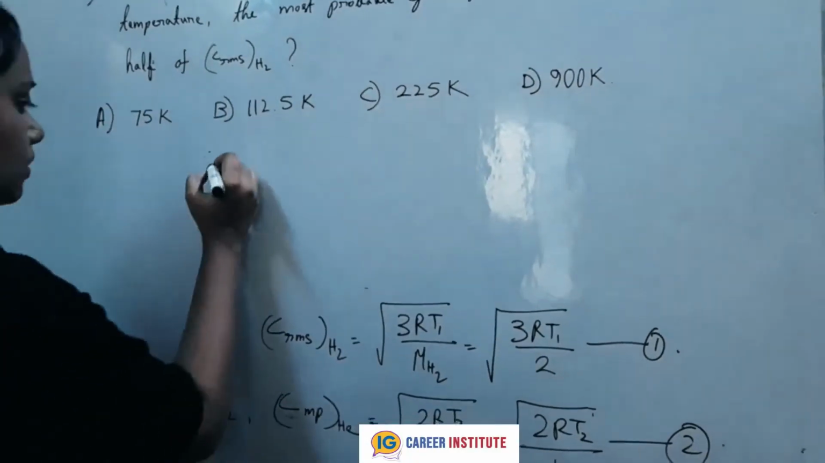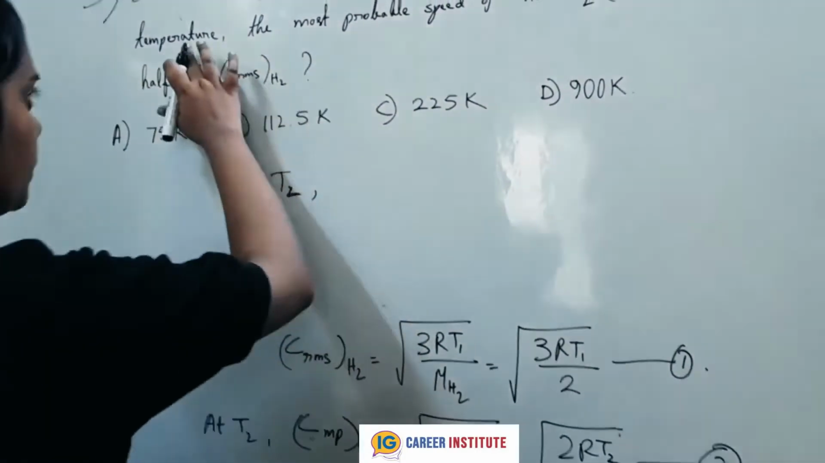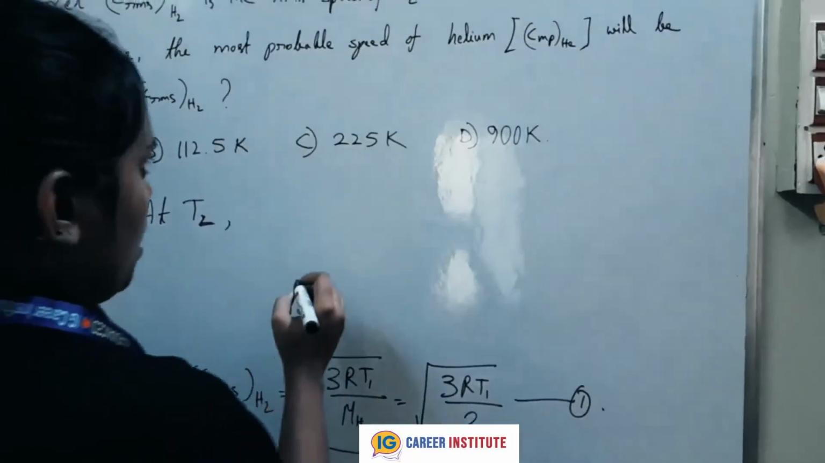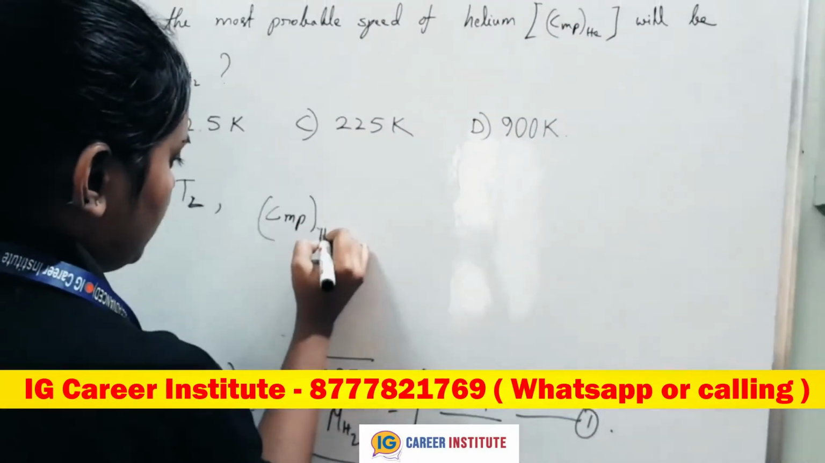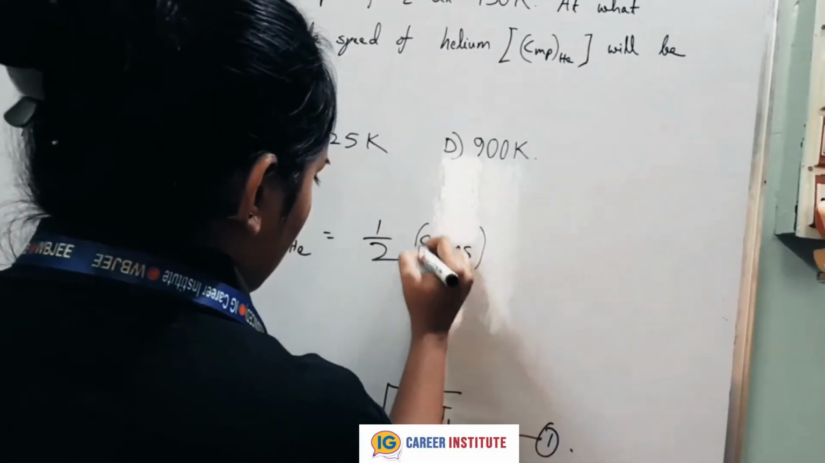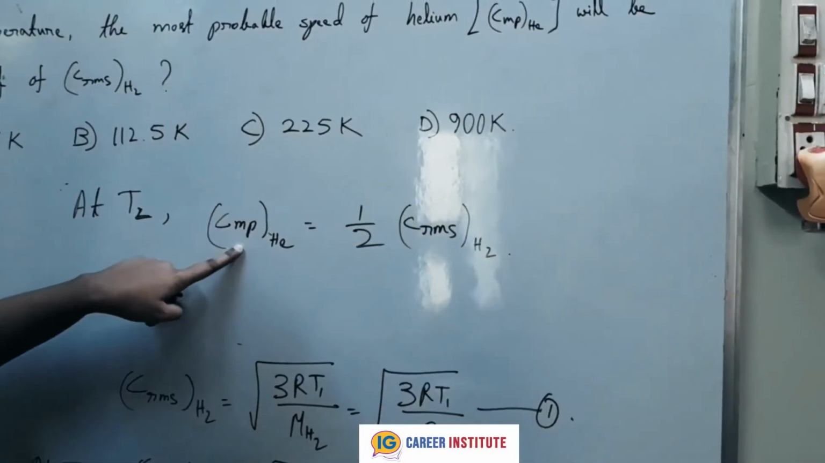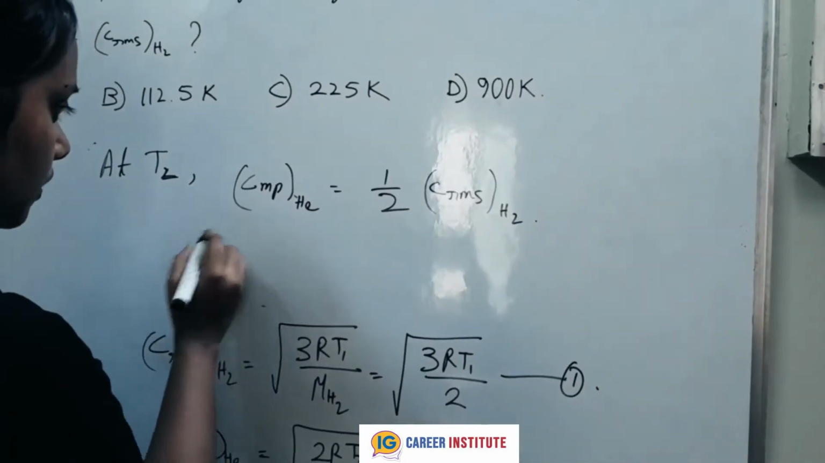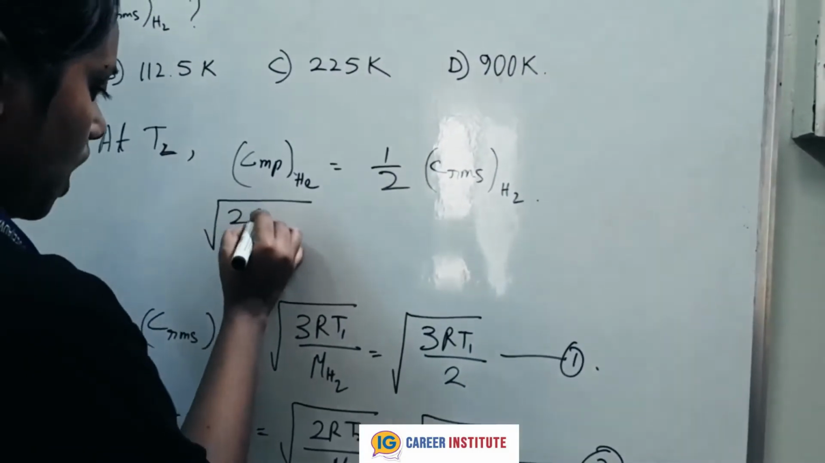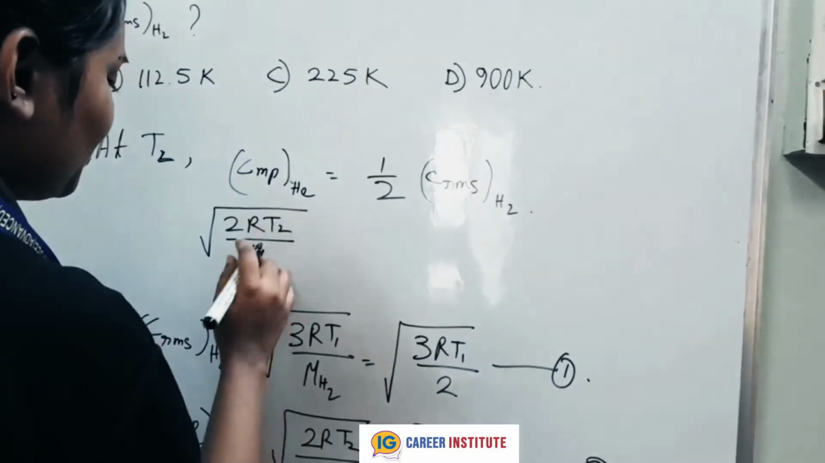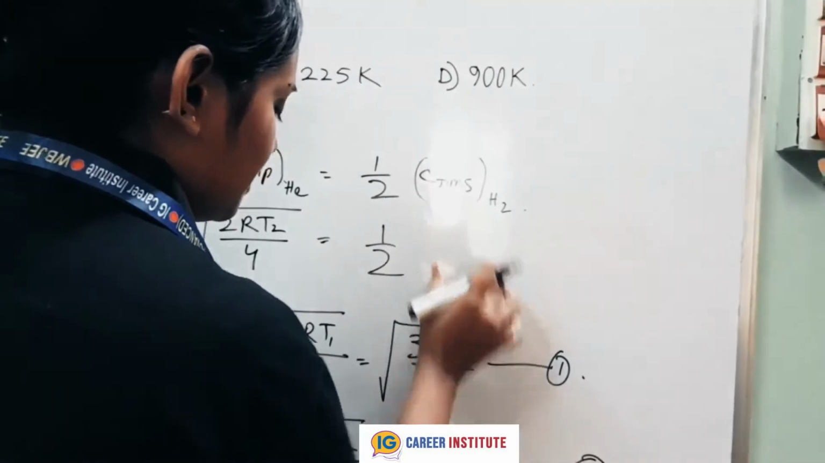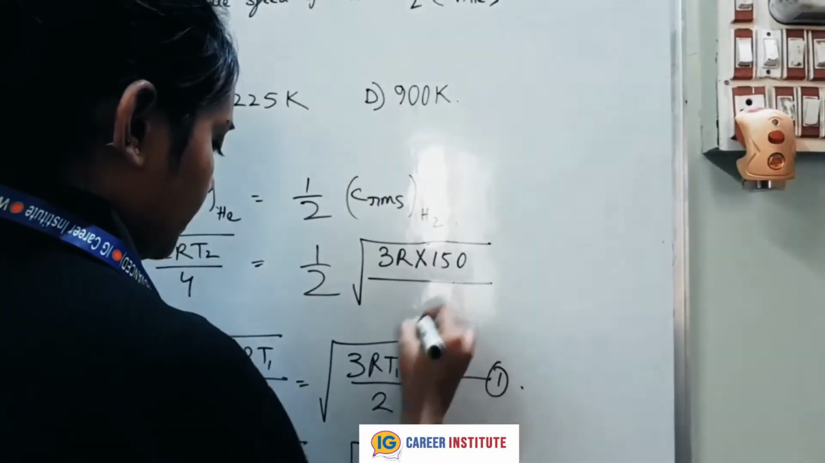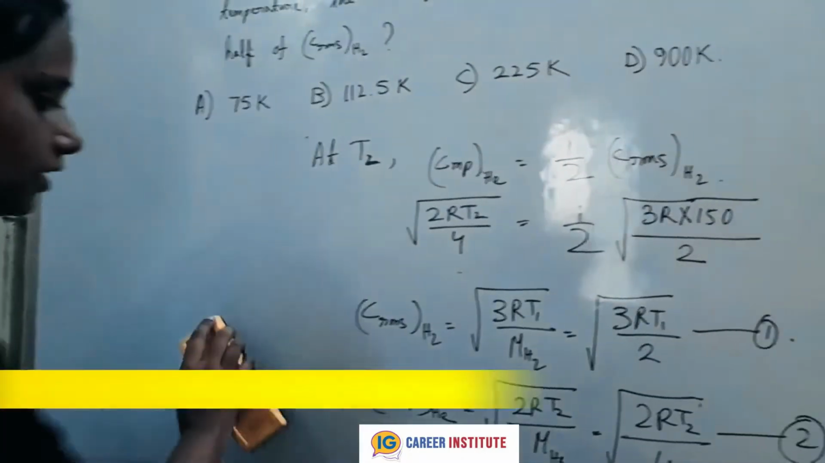Okay. Also there is a condition given to us. At T2 we have to find the temperature where the most probable speed of helium will be half of CRMS of H2. So CMP of helium should be half of CRMS of H2. We already have the value of CMP, and the value of CRMS of hydrogen is equation 1. So let's put in the respective values. CMP is root over of 2RT2 by 4, that equals half of root over of 3R into T1, which is 150, divided by 2.